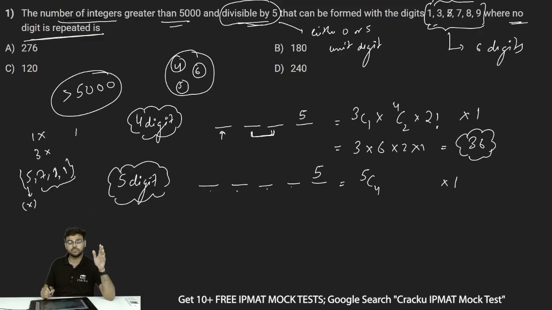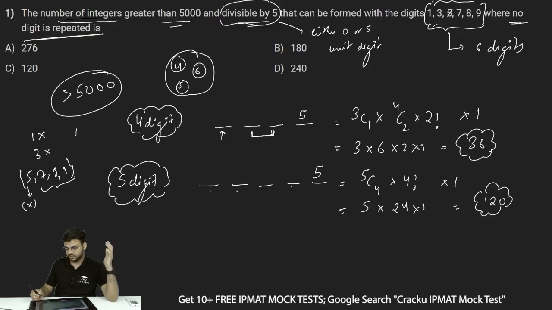There can be multiple arrangements for the numbers. So 5C4 into 4 factorial. Now what is 5C4? 5C4 is 5, 4 factorial is 24 into 1. So 5 into 24 into 1 is 120. The number of 5-digit numbers will be 120.